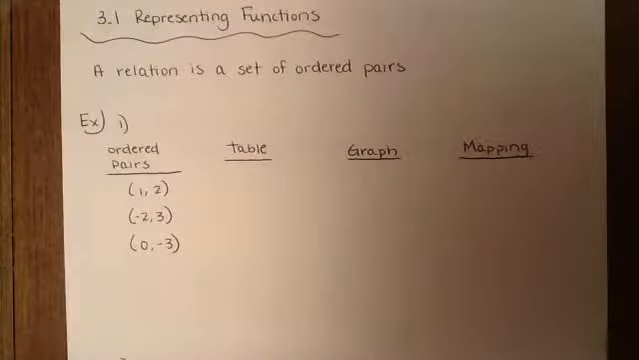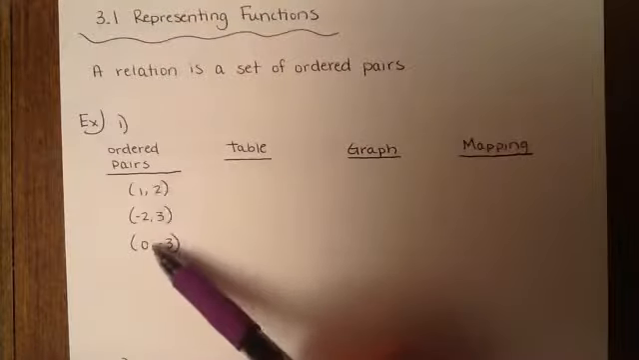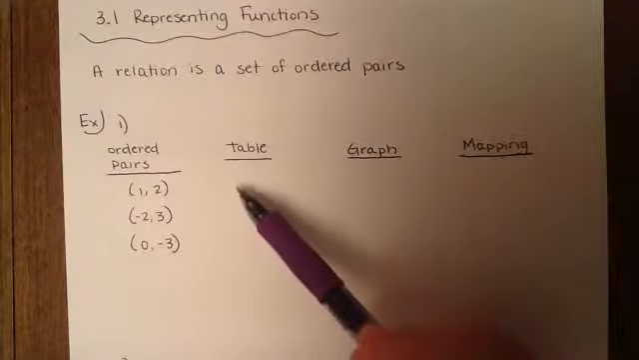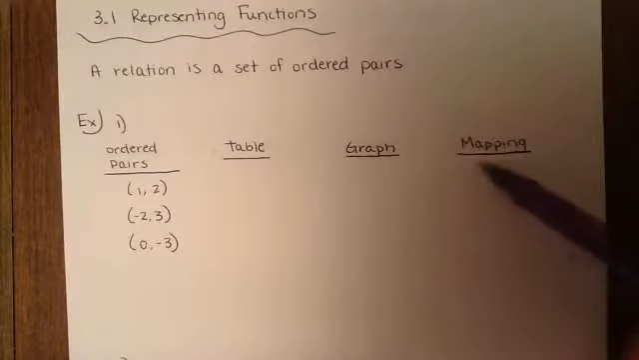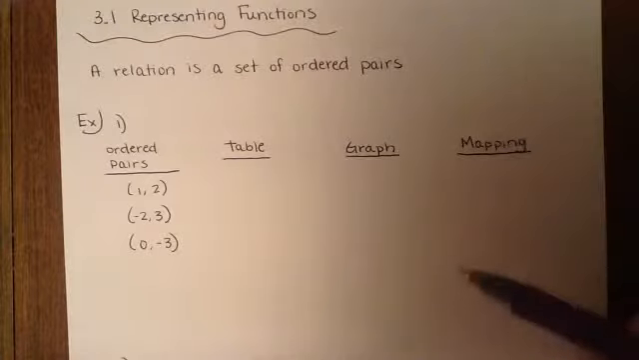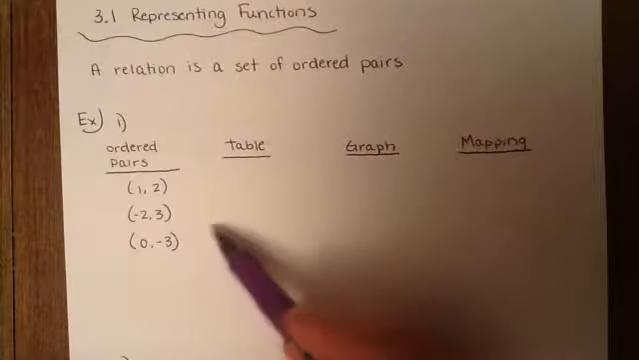Mathematicians, today we are going to start chapter 3 and look at relations, parts of functions. A relation is a set of ordered pairs. Today they're going to give us a set of ordered pairs and we want to represent them as a table, a graph, and a mapping. So they gave us the ordered pairs.